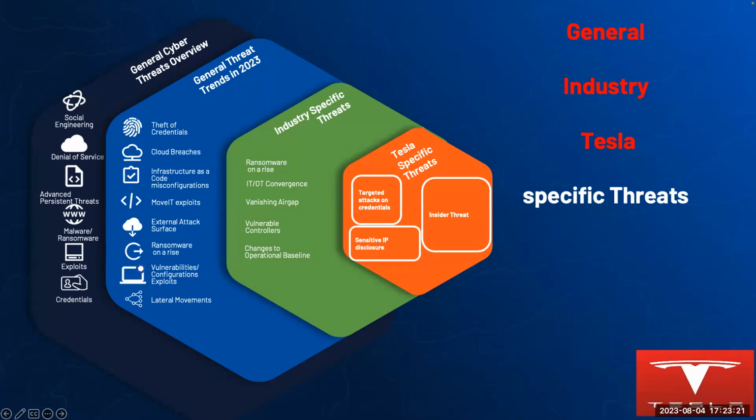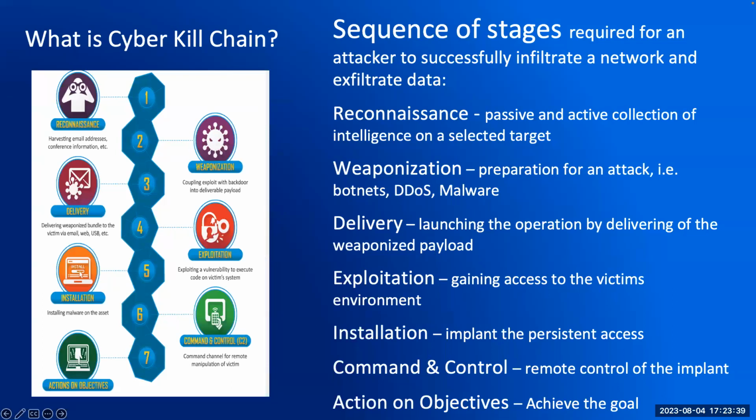Tesla-specific threats. We're experiencing a lot of targeted attacks to gain credentials, as well as people seeking to disclose our sensitive data, and the insider threat that needs to be addressed. What is a cyber kill chain? It has been developed by Lockheed Martin, and it's a network defense mechanism. We can leverage it to protect organizations' networks from advanced persistent threats and intercept in one of those stages when the attack is in motion.